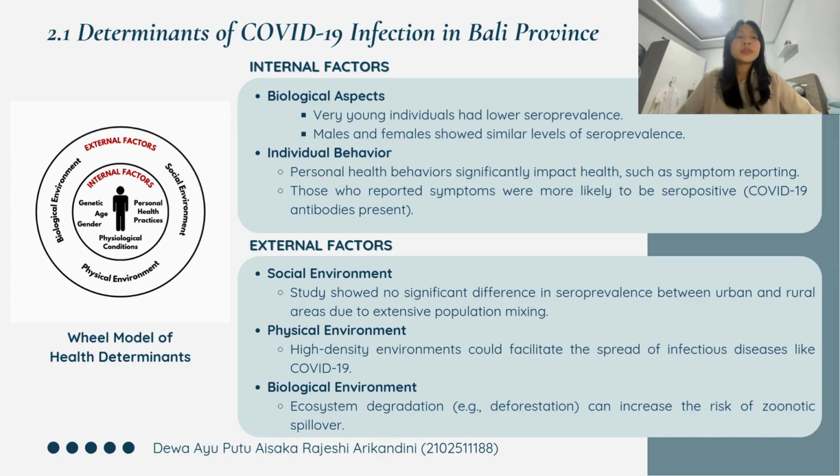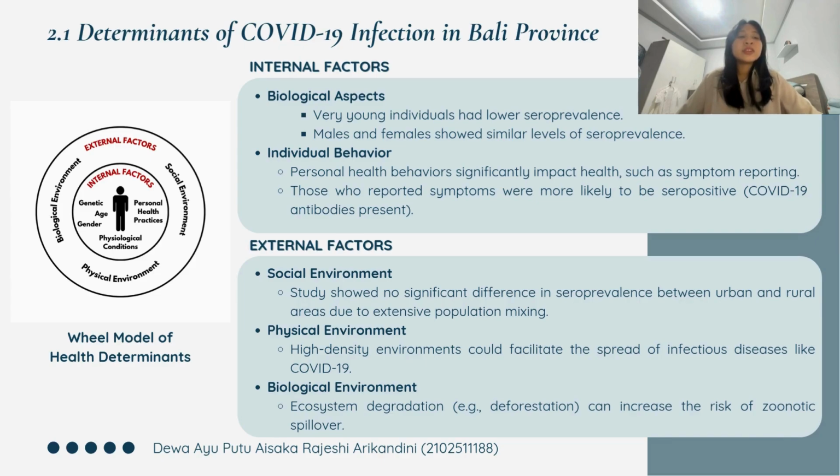From the biological aspects, the study showed that very young individuals had lower seroprevalence, while males and females showed similar levels of seroprevalence. And from the individual behavior, personal health behaviors significantly impact health, such as symptom reporting, and those who reported symptoms were more likely to be seropositive, or COVID-19 antibodies present. The external factors encompass social environment, physical environment, and biological environment.